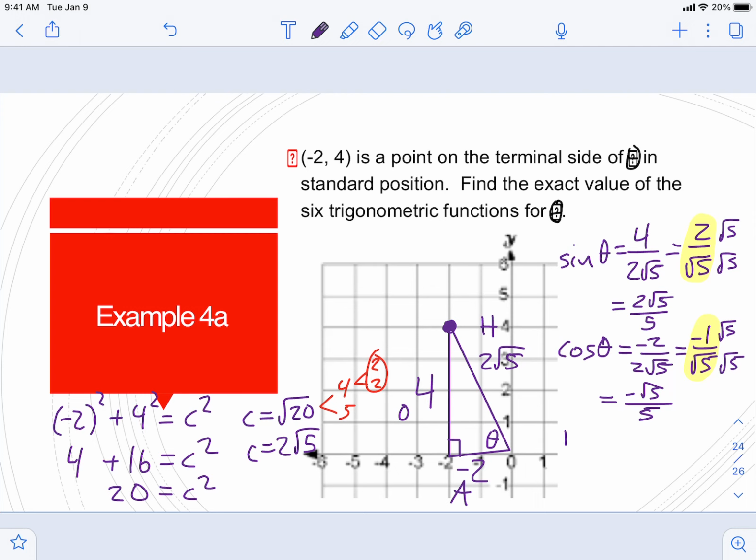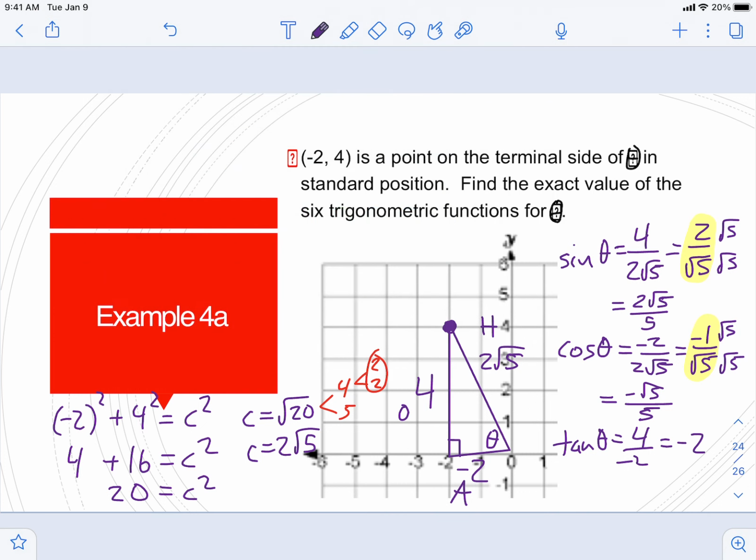And then tangent, that one's a little bit easier, no rationalization. Opposite over adjacent is 4 over negative 2, which is going to reduce to just negative 2. Okay, so that's my sine, cosine, and tangent.